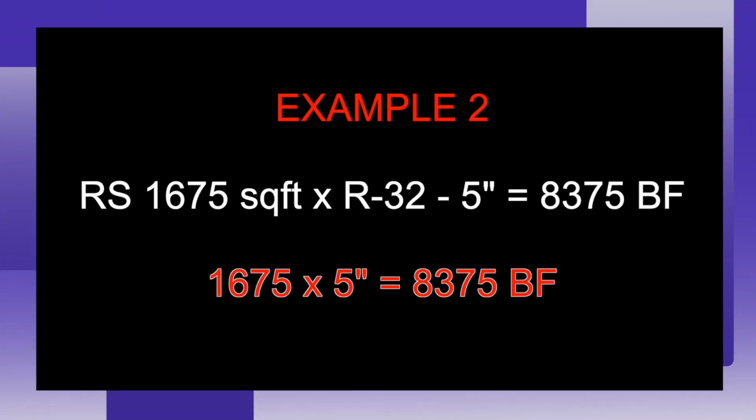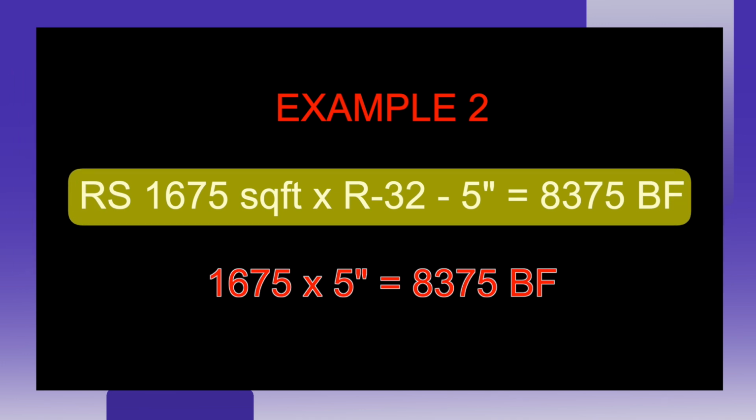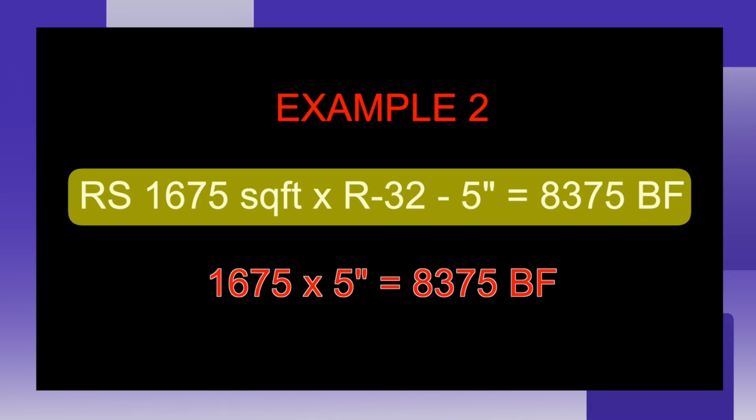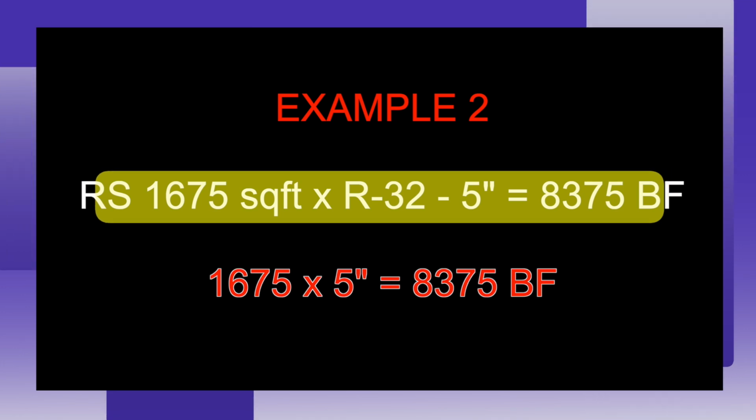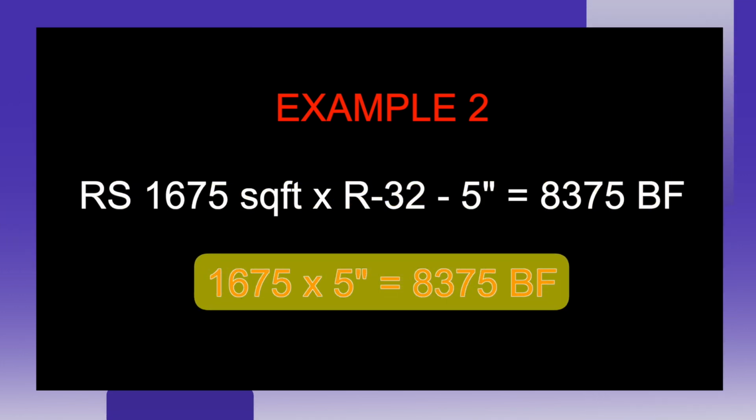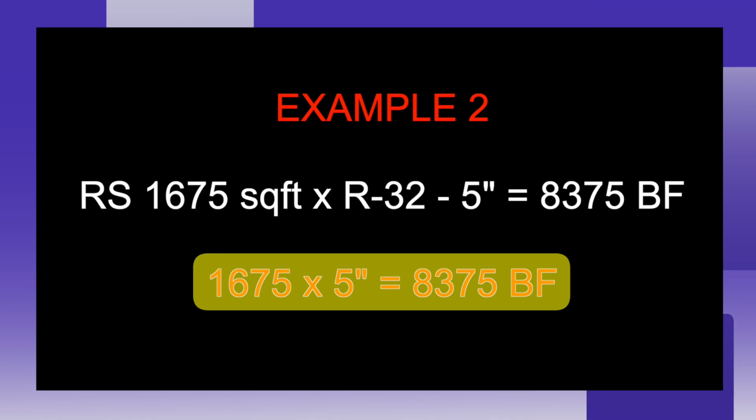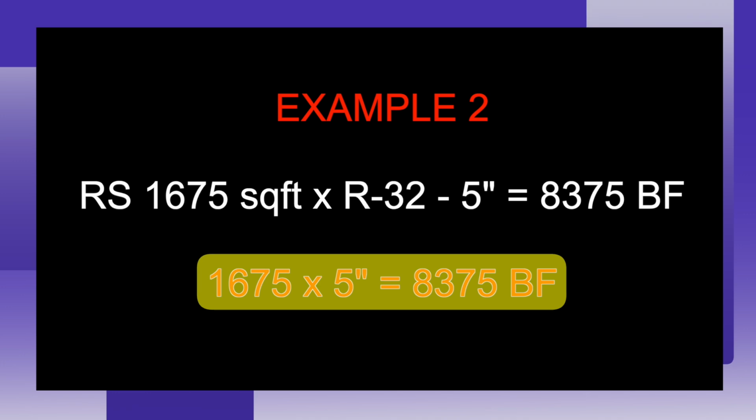Example 2. Suppose you have a roof slope with an area of 1,675 square feet and an R value of 32, and the foam thickness is 5 inches. 1,675 square feet times 5 inches of foam equals 8,375 board feet of foam needed.